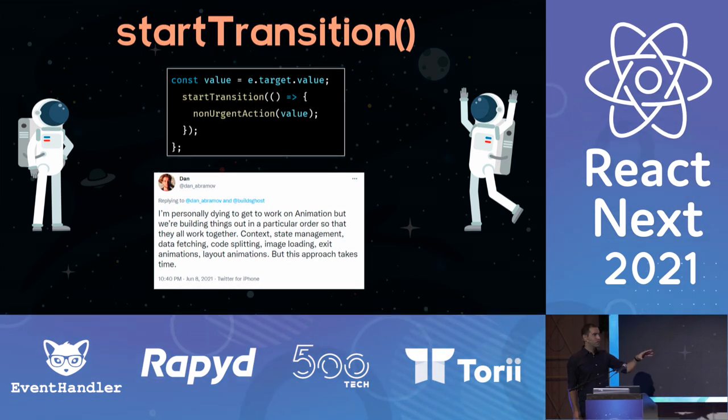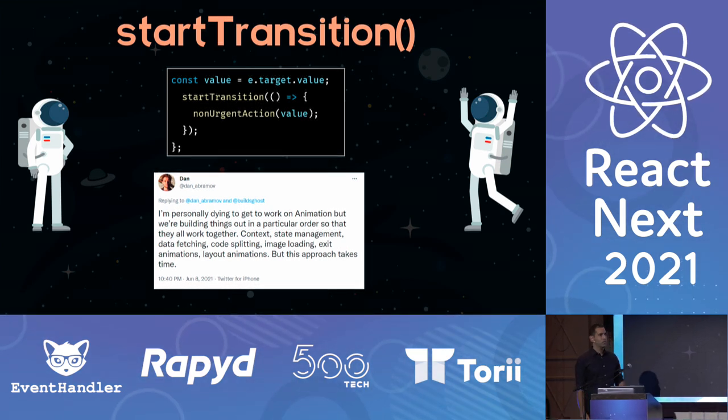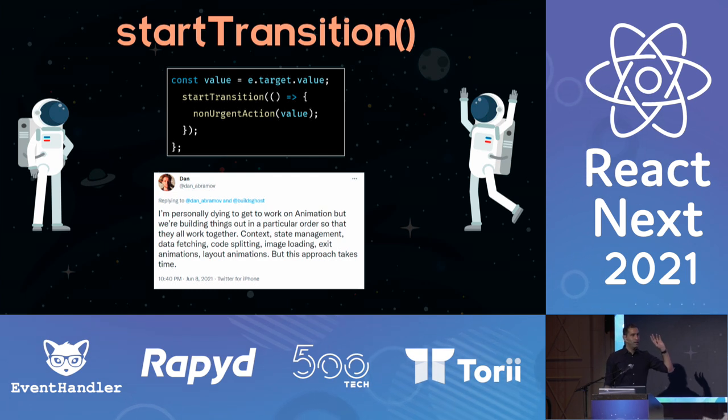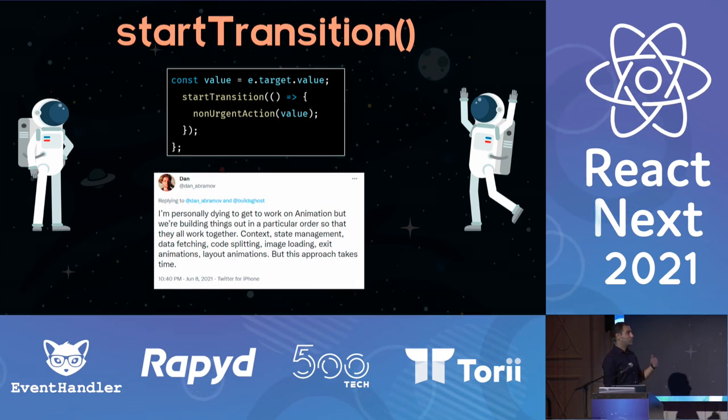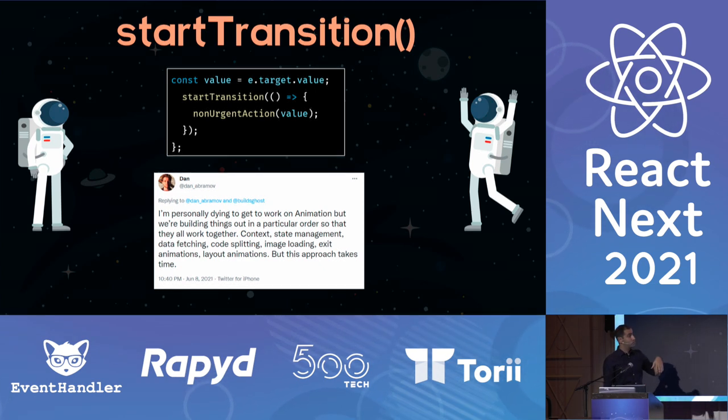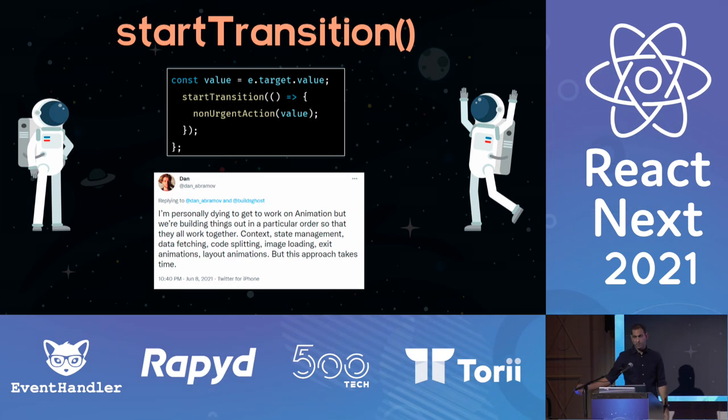So while you're doing it, you can render everything. You can release the thread and let, for example, animations or user input be processed, and then just do your non-urgent action. Again, we'll have a talk later today. So, going back to dynamic chunks.